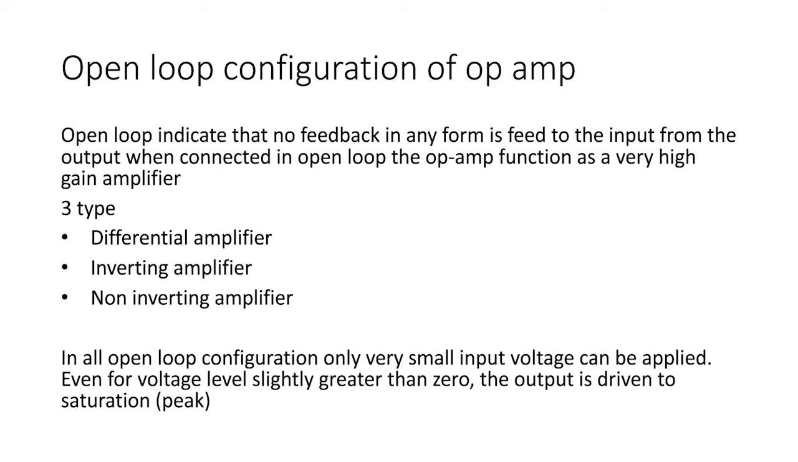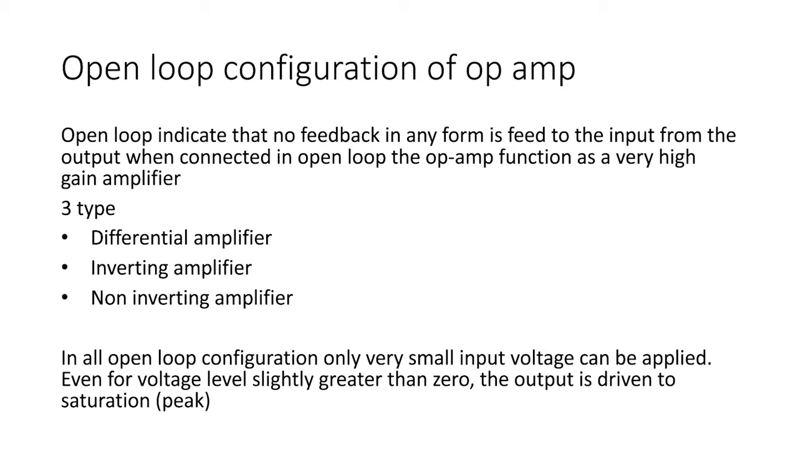Open loop configuration of an op-amp. Open loop indicates that no feedback is fed to the input from the output when connected in open loop. The op-amp functions as a very high gain amplifier. The three types of open loop configuration amplifiers are differential amplifier, inverting amplifier, and non-inverting amplifier.